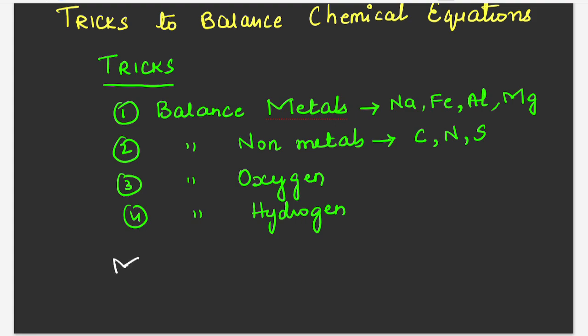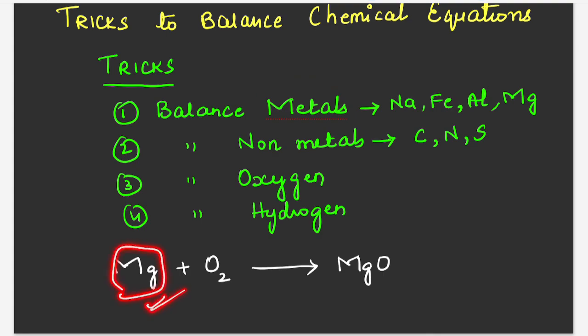I'll take magnesium. Magnesium, Mg, reacts with oxygen and forms magnesium oxide. How to balance this? What is the first trick here? We have to balance the metal. Here magnesium is a metal, so we have to balance magnesium. You see how many magnesium atoms are present: 1 magnesium. And on the other side you see.